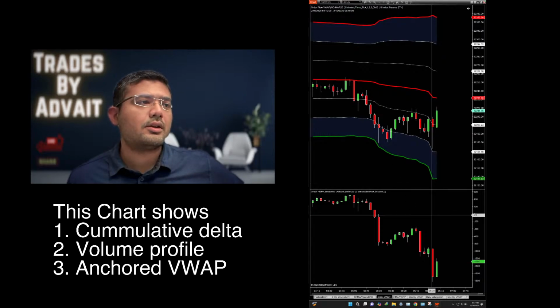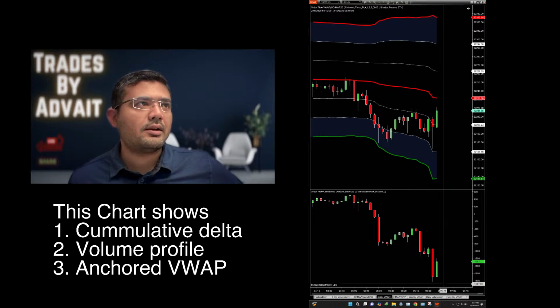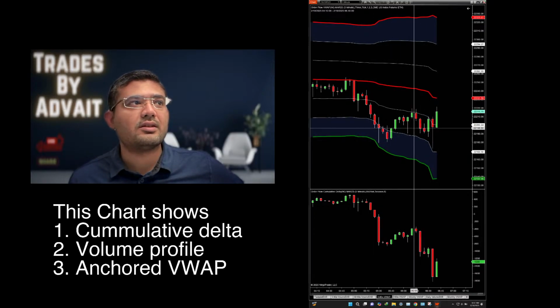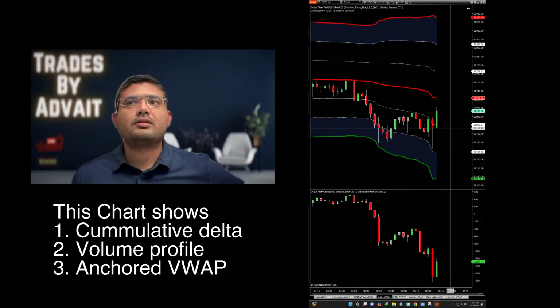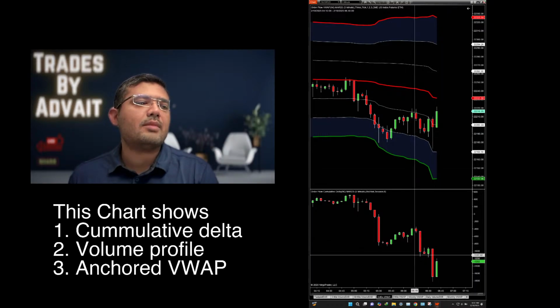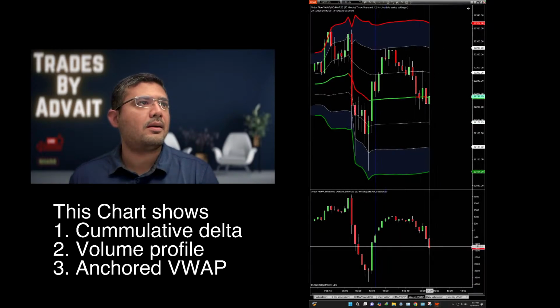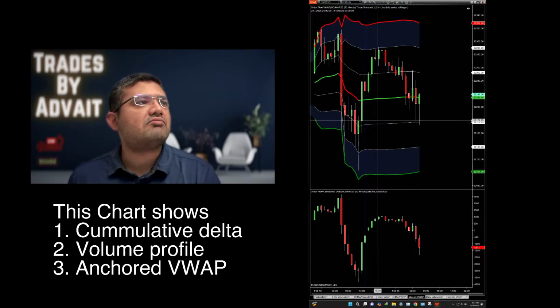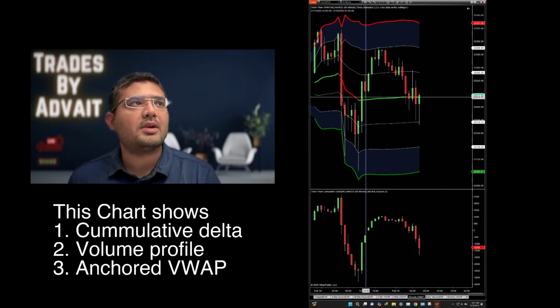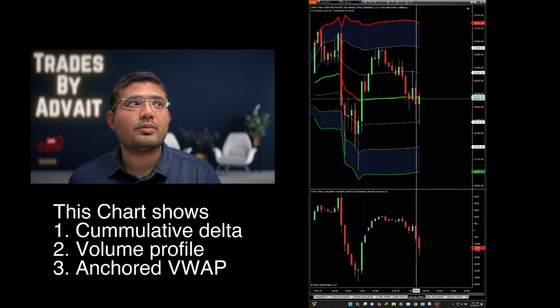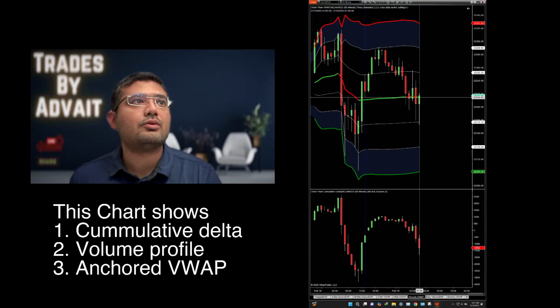So over here you can see that delta broke down to new lows, right? But the price is not making a new low. Price is just consolidating over here. So we need to be mindful of that as well. In the weekly chart, it took support at the first standard deviation, but let's see if it can sustainably preserve this 214 level, because that is the VWAP.